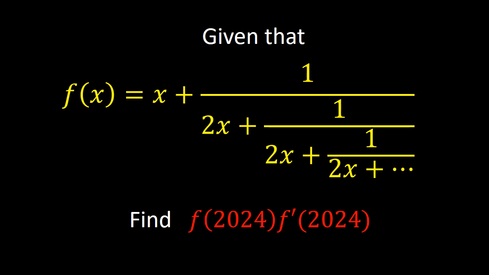Now let's look at the question we have here on screen, friends. The question is saying that given that f of x is the same like x plus 1 over 2x plus 1 over 2x plus 1 over 2x and so on and so forth, it continues forever, friends. Now the question wants us to find f of 2024 times f prime of 2024. Great. Of course, we are in the year of 2024, right?